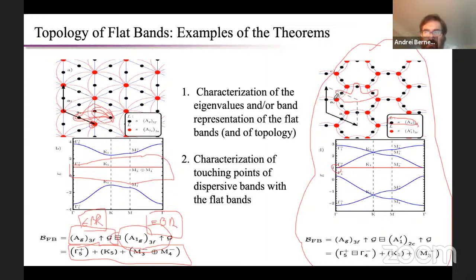Okay. So now how many flat bands are you going to have? You're going to have 3 minus 2, one flat band. Whereas here you had two of them. Okay, they were degenerate. Here you have one flat band. Okay. And you want to find out its eigenvalues at the high symmetry points.